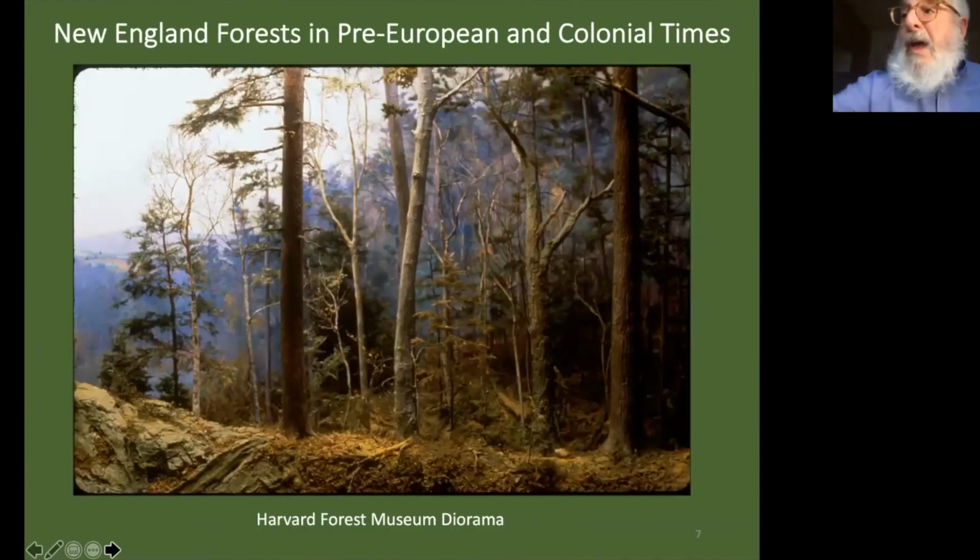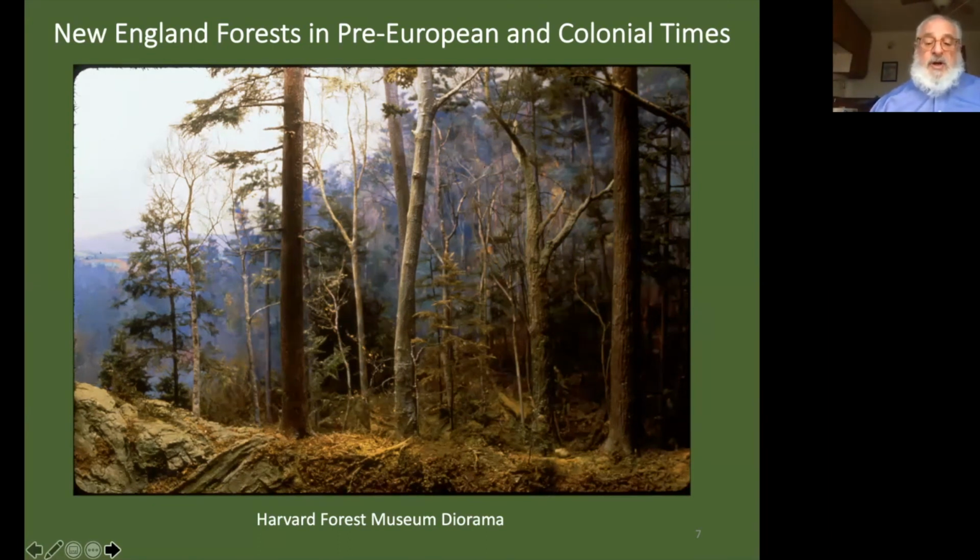Well, let's go back and look at the earliest days and what people think the landscape looked like. And so we're talking pre-European times, and then we'll look at colonial times.